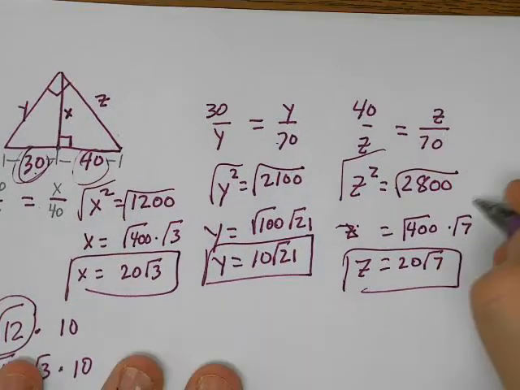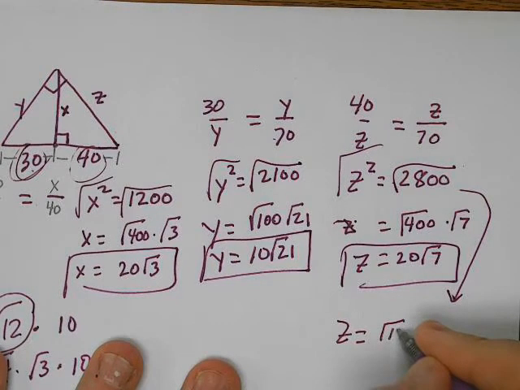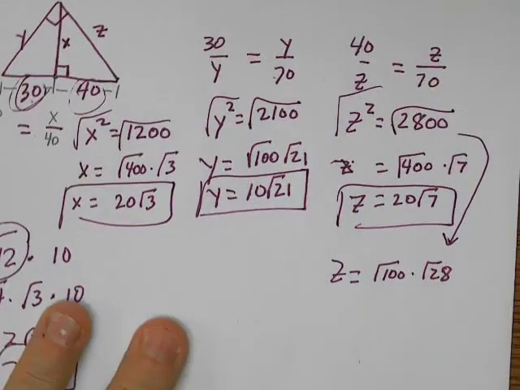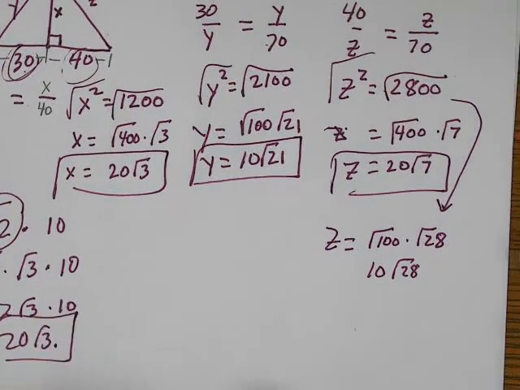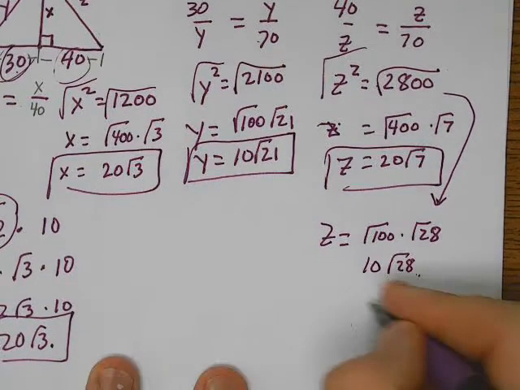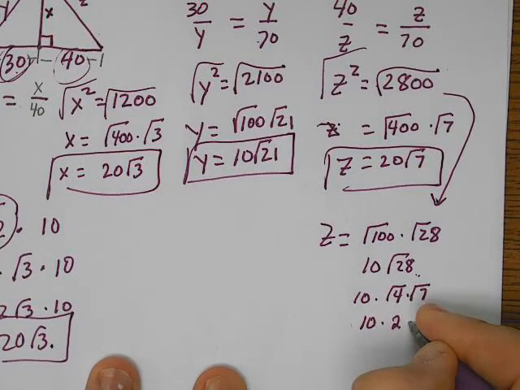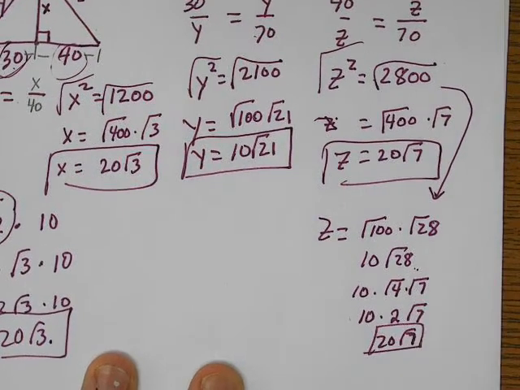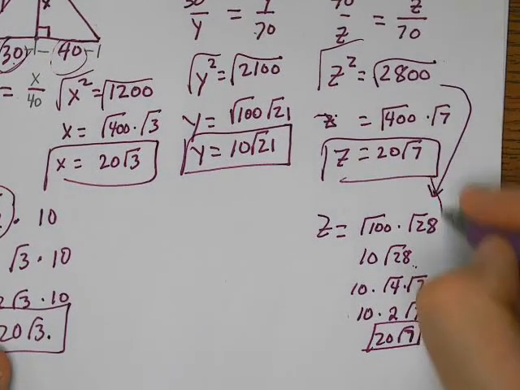Now let me just show you this. You don't need to write this down. But what if you thought, well, that's 100 times 28. What if you did that? Can you still get the correct answer? Sure. Because that would be 10 times the square root of 28. Now you don't want to stop there. Is there any factor of 28 that's a perfect square? Yeah, 4. Notice we get the same answer. It just takes a little bit longer, a few more steps. But it's the same.